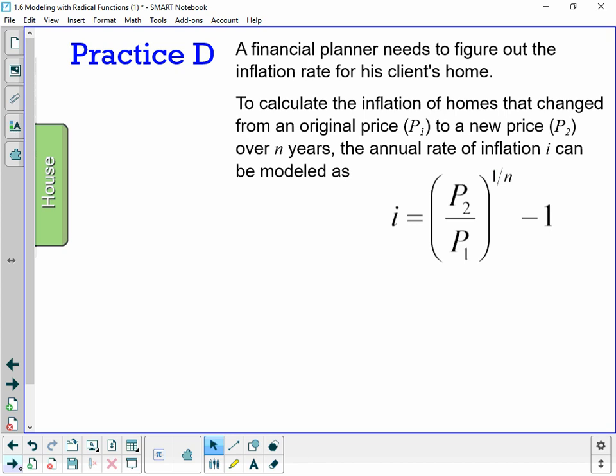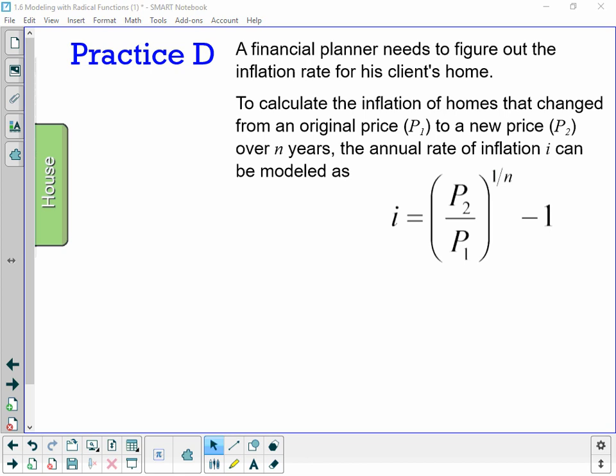All right, one more. A financial planner needs to figure out the inflation rate for his client's home. So to calculate the inflation rate, we can use this equation. The inflation is equal to the new price, that's P2, divided by the old price, P1, raised to the 1 over n power, and then you subtract 1.